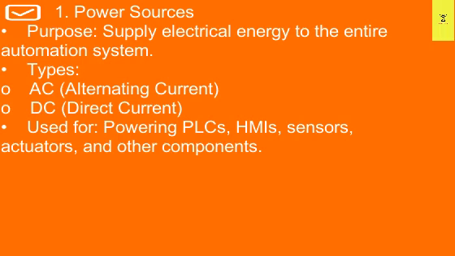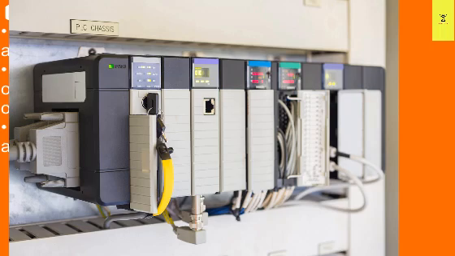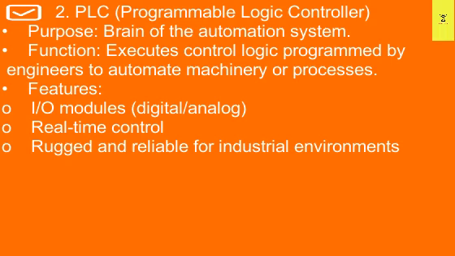The second part is PLC. The purpose of PLC is the brain of the automation system. Its function is to execute control logic programmed by engineers to automate machinery or processes.